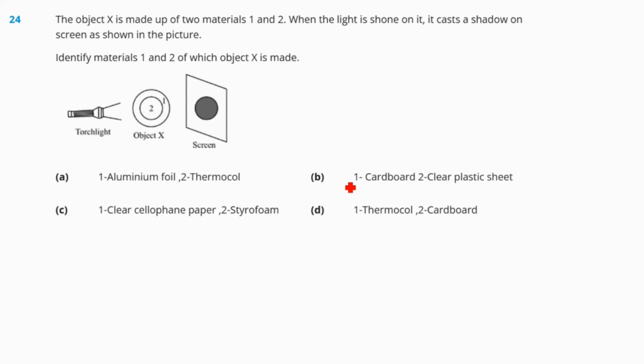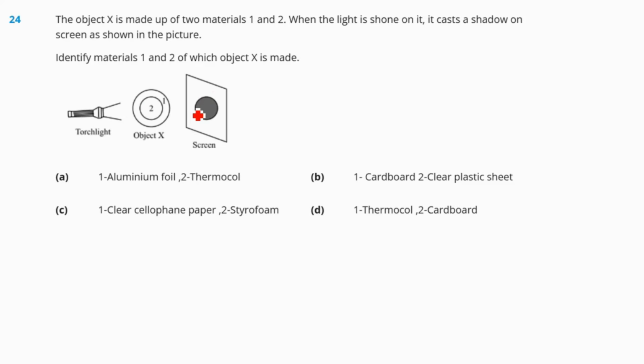Question number 24. The object X is made up of two materials, 1 and 2. When the light is shown on it, it casts a shadow on the screen as shown in the picture. Identify material 1 and 2 of which object X is made. Here you can see that it is a round structure. There are two objects, 1 and 2, and we can see only one shadow here, not the other one. Only one shadow is present here.